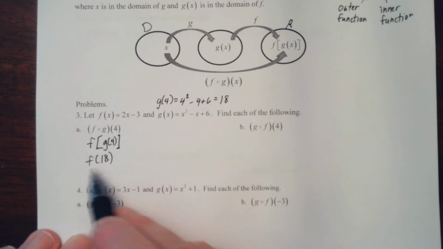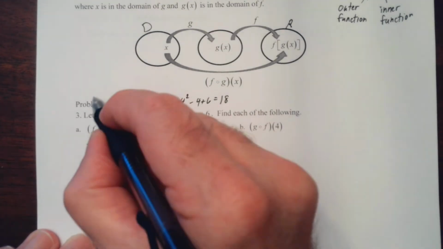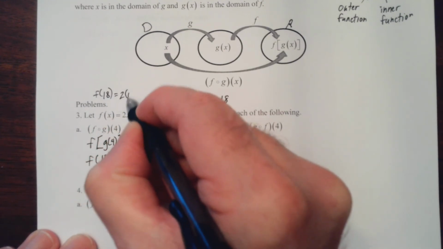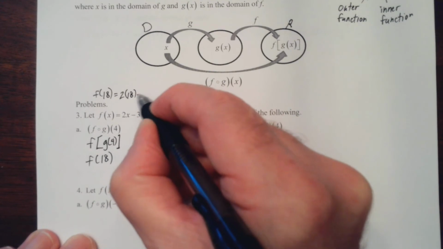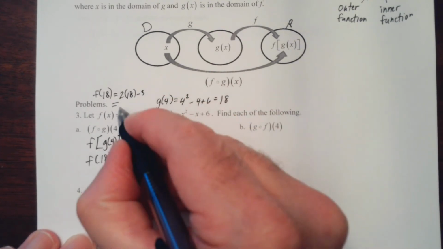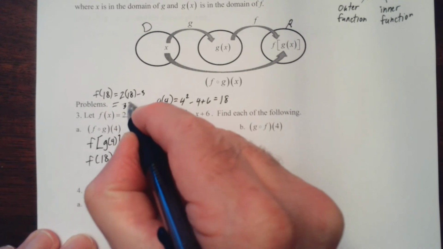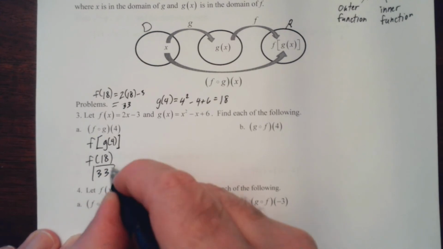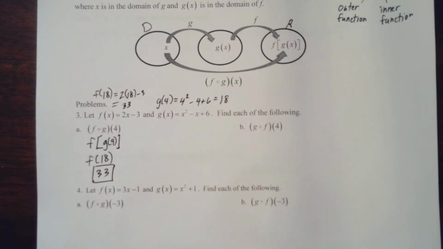Now notice we're plugging that 18 into the f function. So here we have f of 18 equals 2 times 18 minus 3. Well, that's 36 minus 3, and we get 33. So our final answer is 33. If you haven't already, try B. And then you can watch the video for the solution.